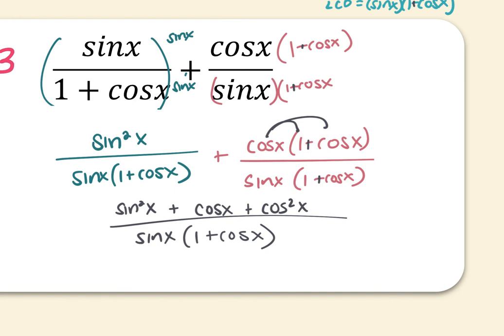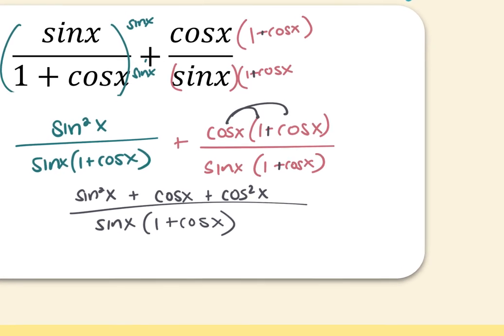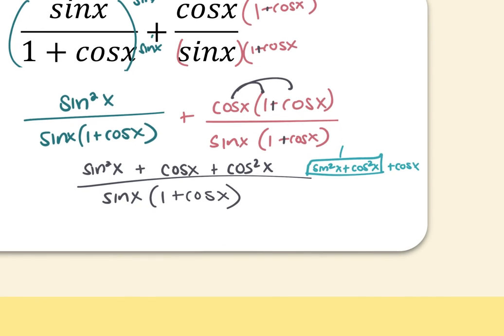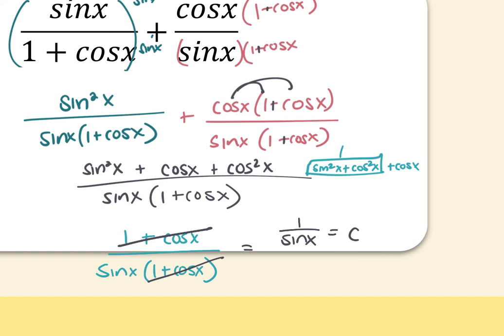So cosine squared plus sine squared is 1, right? I can rearrange that. Like if you don't see it and you want to rearrange it, this would be sine squared x plus cosine squared x plus cosine x. And these two together are 1. So then it becomes 1 plus cosine of x over sine x times 1 plus cosine x. And then what? I can actually cancel this whole expression with this whole expression. And it becomes 1 over sine of x, which is cosecant of x.